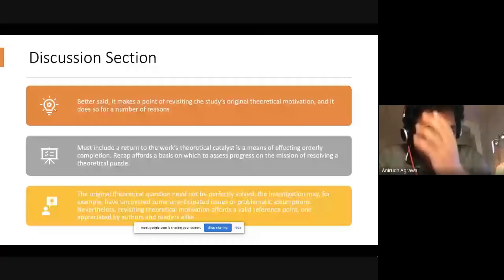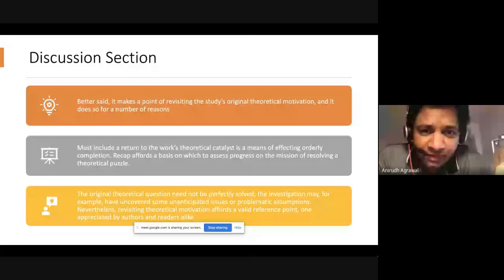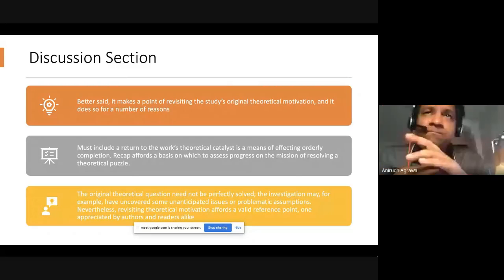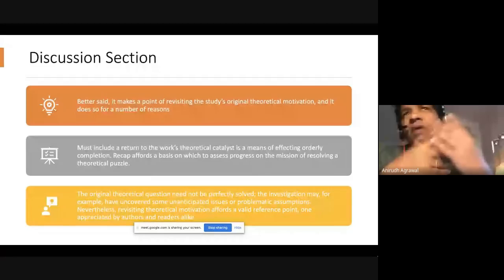Better said, it makes a point of revisiting the study's original theoretical motivation, and you have to do it for a number of reasons. So you have to revisit the original theoretical motivation. Why are you doing this research?